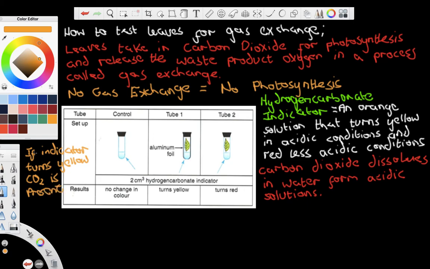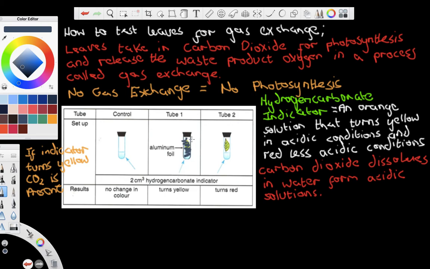Okay, so let's have a look. We've got a control which just contains hydrogen carbonate indicator. We've put a bung on it and there has been no colour change. We've got a test tube that has been wrapped in aluminium foil. The leaf is inside, but instead of having the clear glass, there is aluminium foil wrapped all around that test tube. Okay? So rather than light getting to that leaf, there is aluminium foil wrapped around it. It turns yellow. Okay? That is because there is carbon dioxide present.